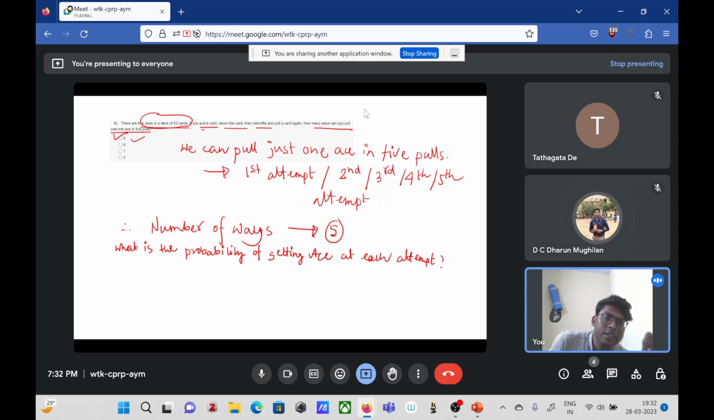The probability of getting an ace at the first attempt is 4 by 52, the number of aces divided by the total number of cards, that is 1 by 13. Now in a second attempt, the probability of getting an ace is also the same, because you just put the card back, 4 by 52, that is 1 by 13. Now if you ask the probability that you get an ace at the first attempt and also an ace at the second attempt, then the probability will be 1 by 13 times 1 by 13. Is it clear?